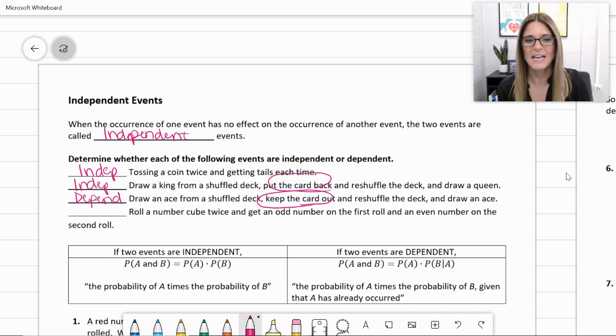Last one, rolling a number cube twice and getting an odd number on the first roll, even number on the second roll. Nothing has changed here between the first roll and the second roll. There is still equal chances to roll a number. So these are independent events.